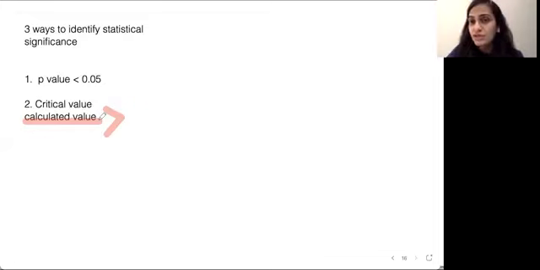Somebody asked me, what is calculated value? Calculated value is the value that you attain after doing your test. Let's say you did the t-test, or the ANOVA, or any test that you did, that is going to be your calculated value. So when your calculated value is higher than the critical value, that means your test is statistically significant.